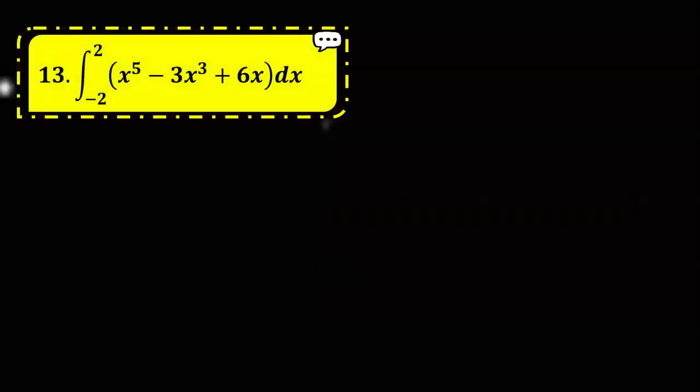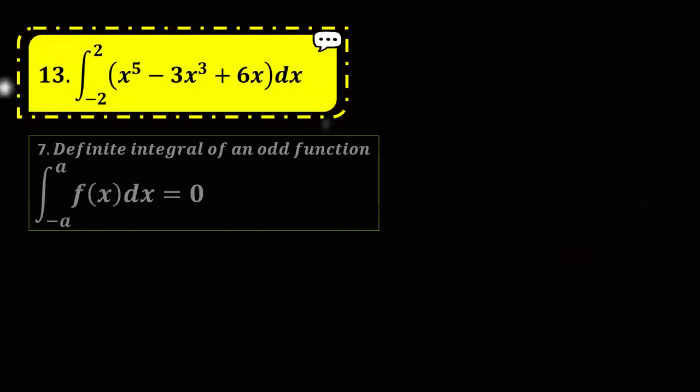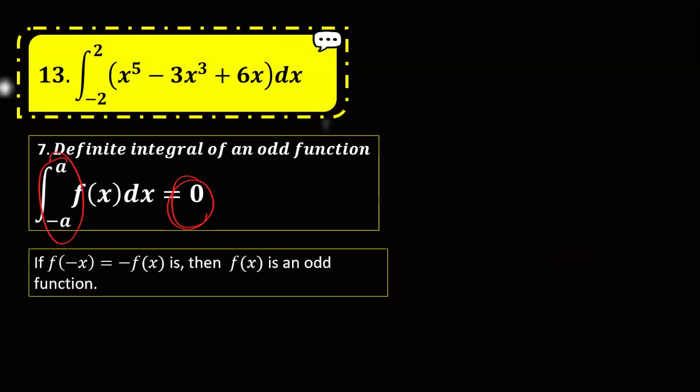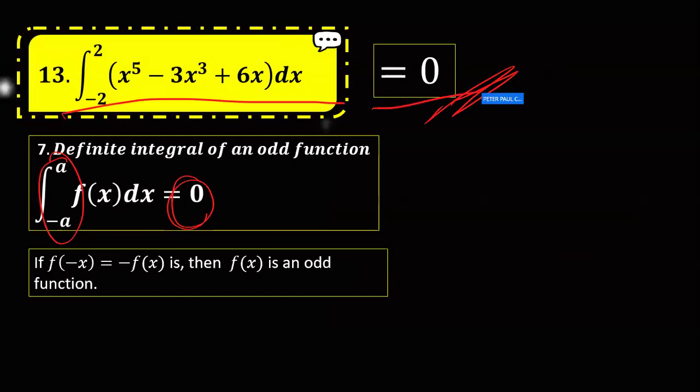For item 13, look at this one. This is an odd function. And the answer for an odd function, whenever we have the integral from negative a to a, is always 0. So no need to solve. Just copy and then equals 0. That's the answer already.